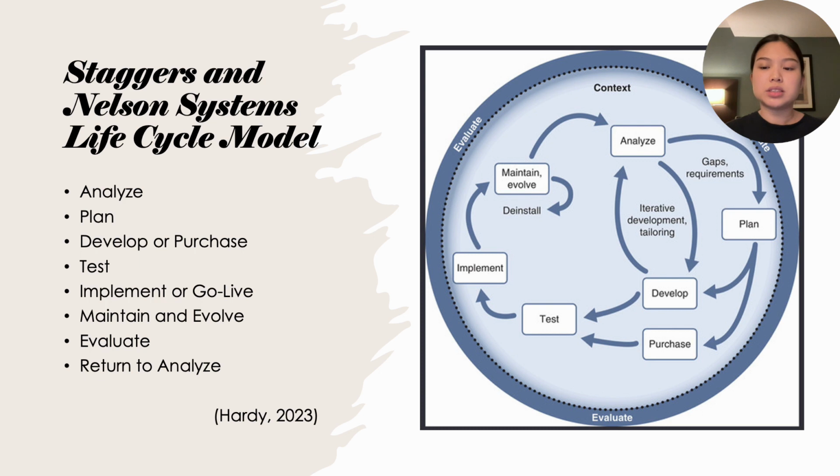The Staggers and Nelson Systems life cycle model has 8 steps: analyze, plan, develop or purchase, test, implement or go live, maintain and evolve, evaluate, and return to analyze. Before we can make a decision in upgrading or changing systems, we must first go through the analyze and plan stages.